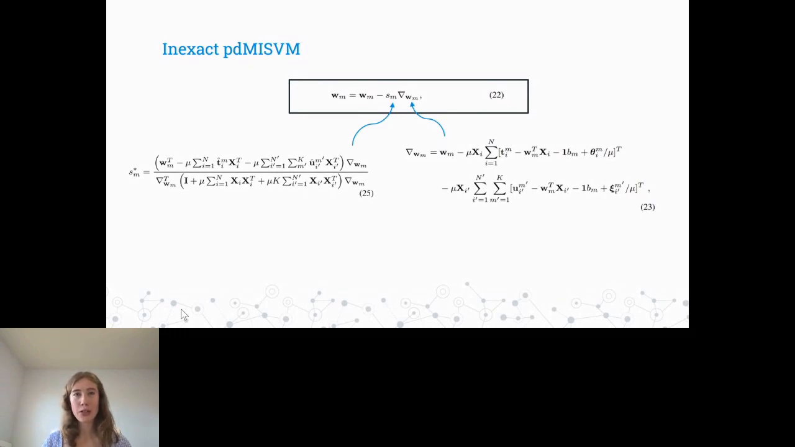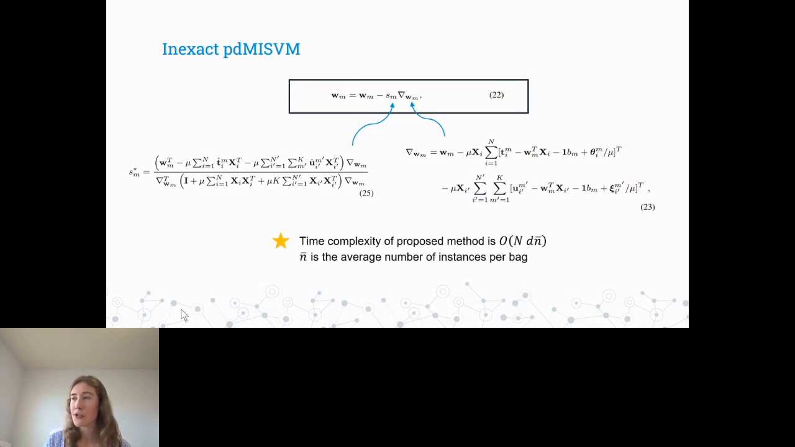to get an efficient update equation, which avoids the least squares problem in equation 6, the time complexity of the proposed method is O(N D n bar), where n bar is the average number of instances per bag. The number of instances n bar is typically smaller than the number of features D, which is a multiple of 162 in our experiments. Therefore, our inexact PDMISVM with the solution in equation 22 is more scalable compared to the exact PDMISVM.